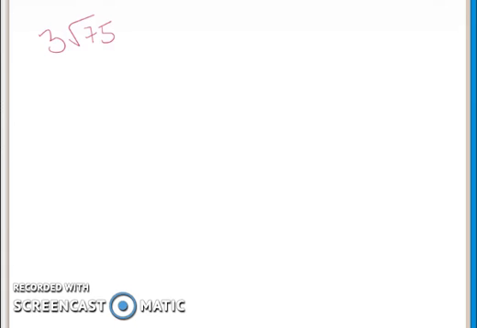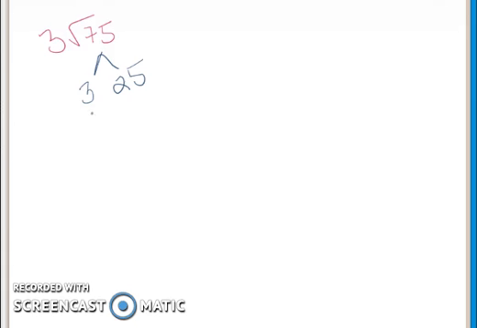3 rad 75. I've seen a lot of students struggle with these problems. We've got to break down 75, and if you're me, I'm thinking about quarters. So I'm thinking about 3 25-cent quarters. So 3 times 25 would give me 75. Let's go ahead and continue to break this down.